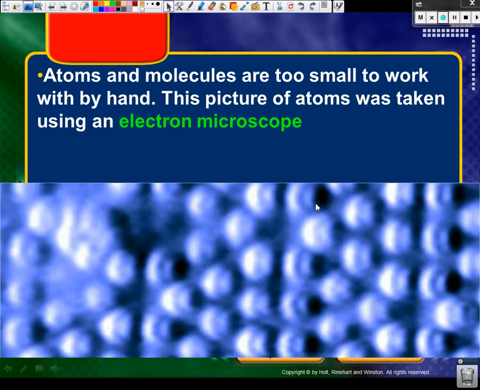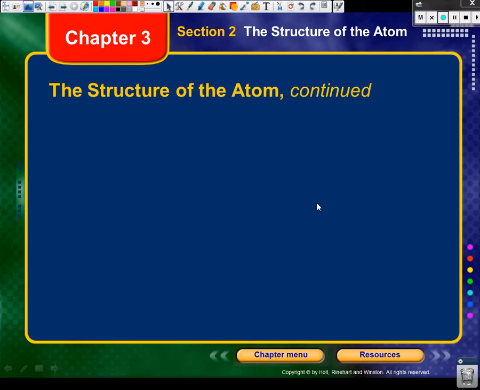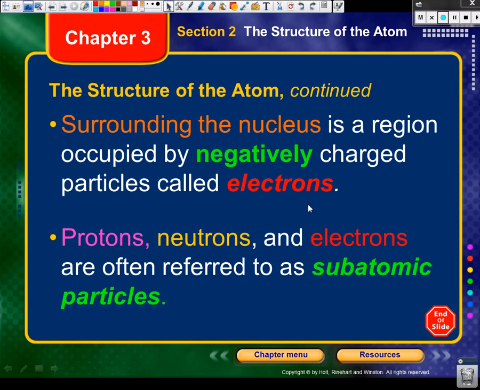So here's the first thing we'll talk about. Surrounding the nucleus is a region occupied by negatively charged things called electrons. Protons, neutrons, and electrons. Highlight or circle that word: subatomic particles.